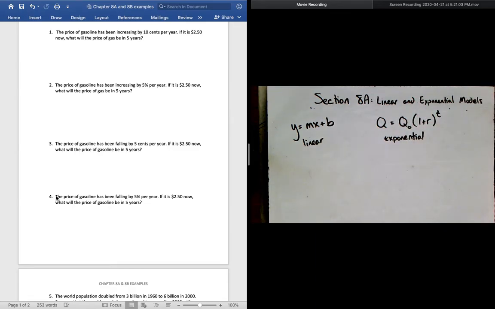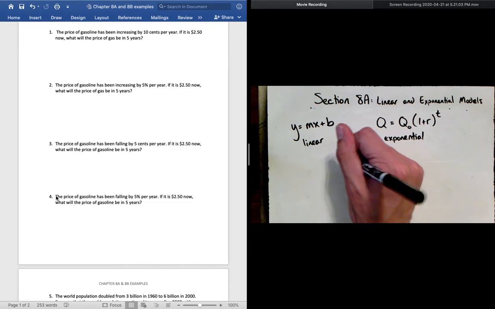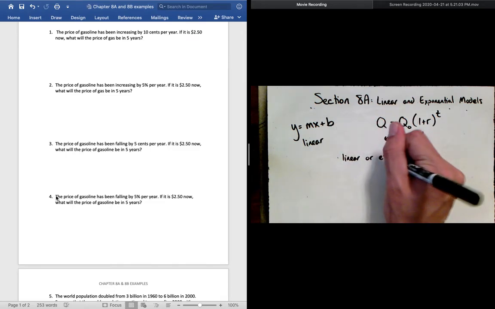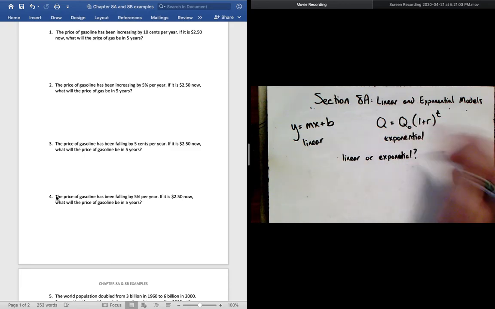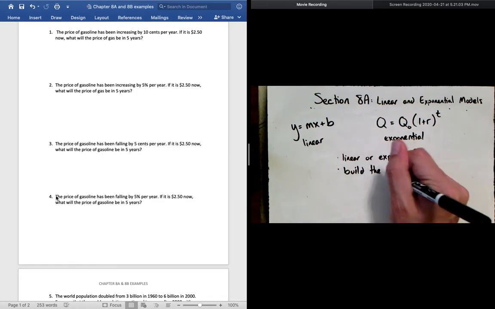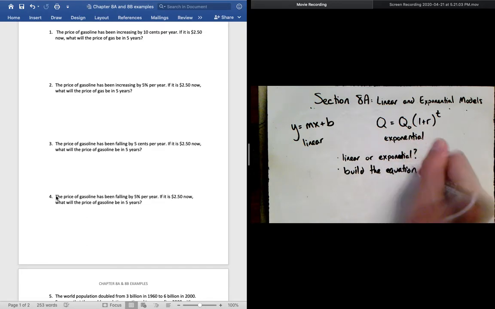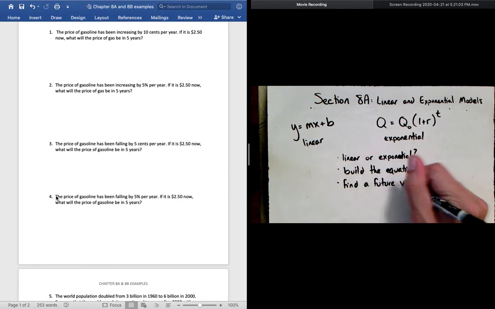So we're going to look at a couple of these examples here, and our goal is going to be the following three things. One, we want to determine is it linear or exponential. Two, we want to build the equation. And then lastly, we want to find a future value. All three of these are fair game on the exam, and they're usually really closely tied together. So most likely I would give you a problem on the exam and ask you all three of these questions. I'd give you some sort of a situation.